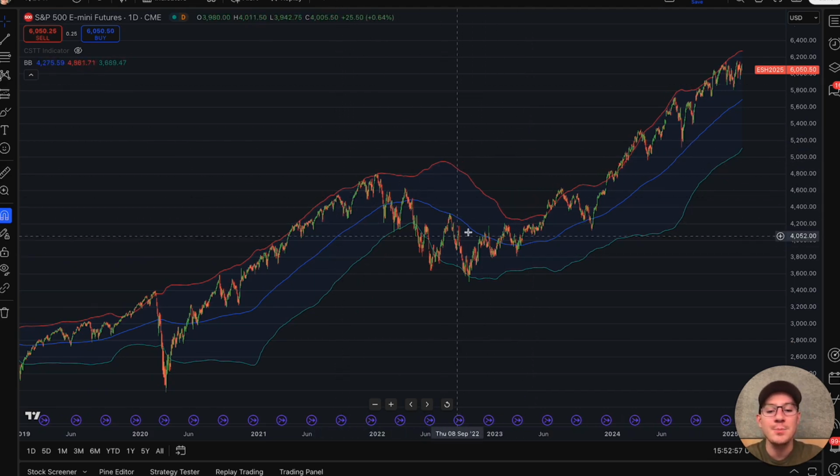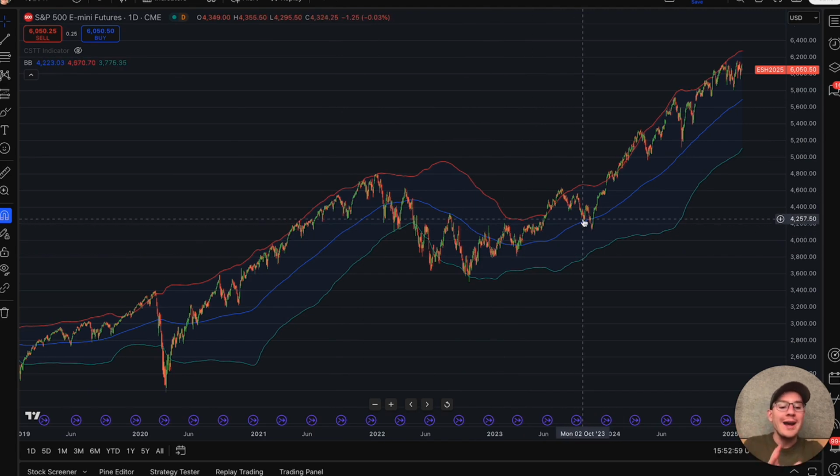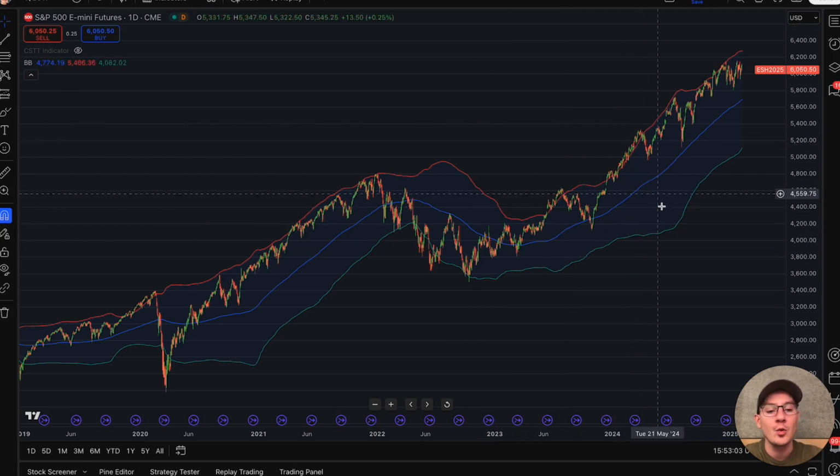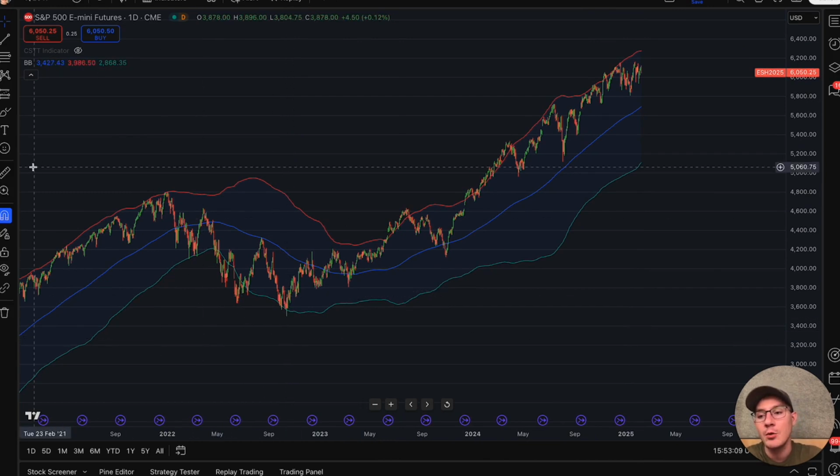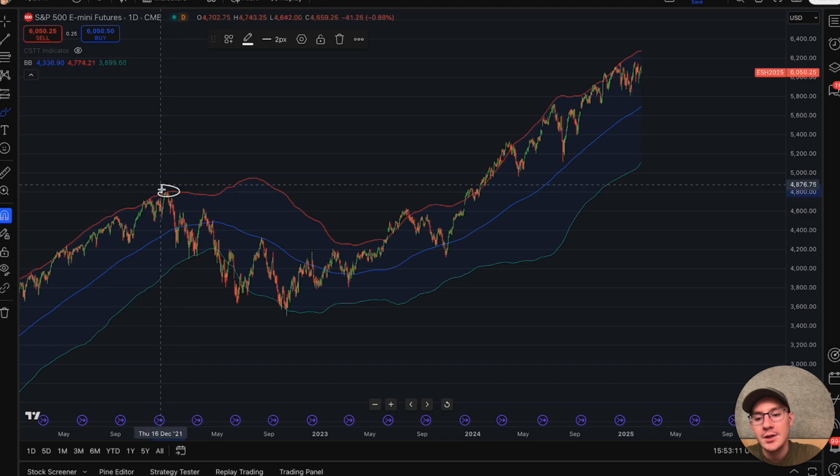Why? Because this band in this range shows what normal trading activity should be. Normal trading activity should be within this red and green band. When it goes outside of it, it's likely to pull back and reverse. You can see here, we break to the top side, we pull down. We break to the bottom side, we push up. Downside up, things like this.